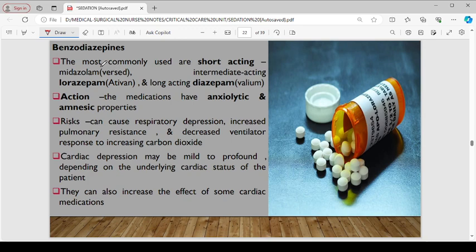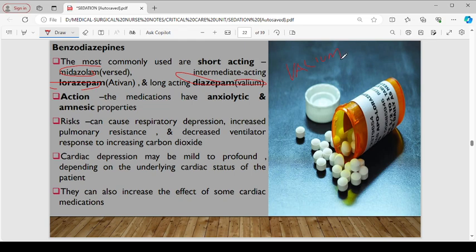Starting with benzodiazepines, of course, the most common ones: we have the short-acting one, midazolam. The intermediate-acting one is lorazepam, and then the long-acting is diazepam, the one that we normally use, the Valium, the commonly known one. Okay, so that's what you need to know about these benzodiazepines.